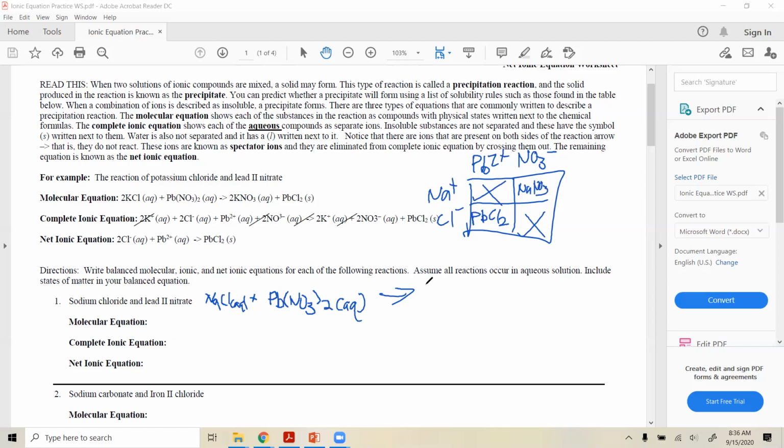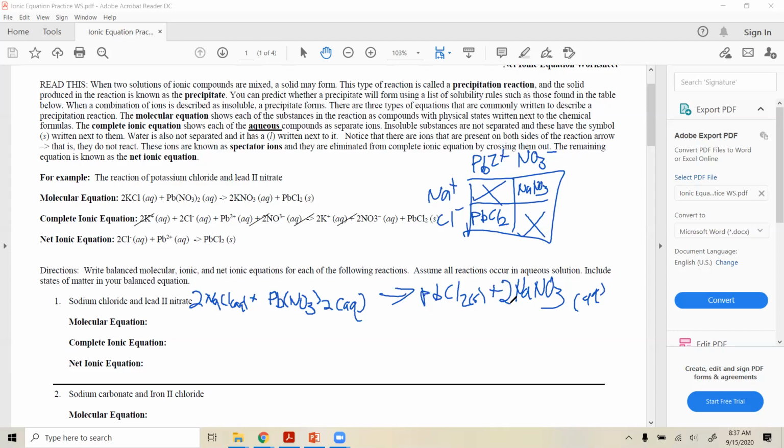So we have our 2 possible compounds, PbCl2 and NaNO3. And then I can check my solubility table. I know NaNO3 is soluble. And when I look at my lead chloride, it looks like it is going to be soluble, but it depends on my concentration and temperature. So in this case, I'm going to go ahead and leave it as a solid. So this becomes my molecular equation, not my net ionic. I need to balance it out there.